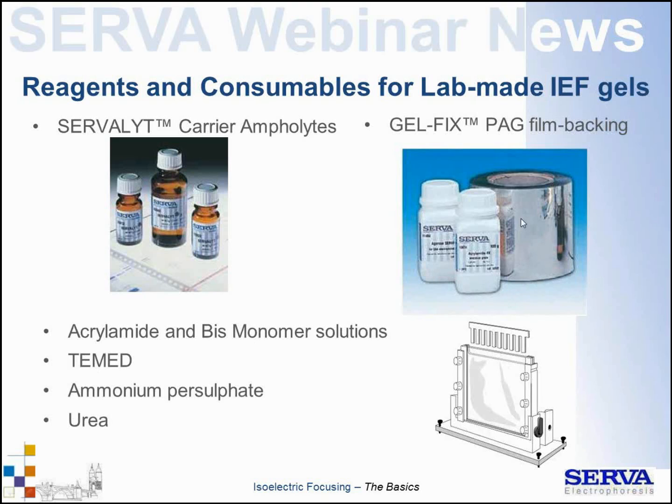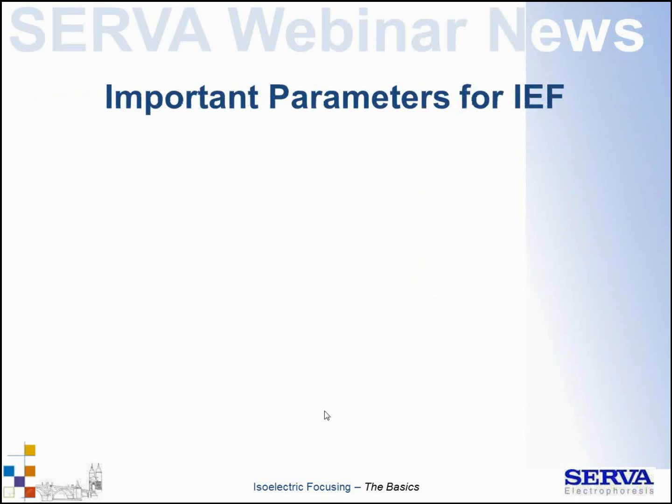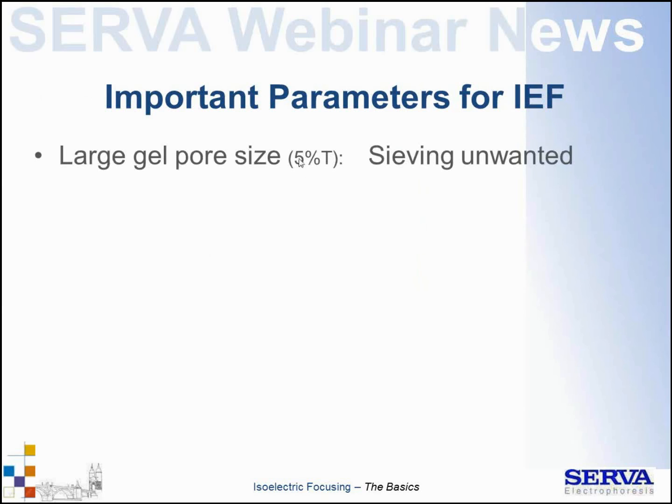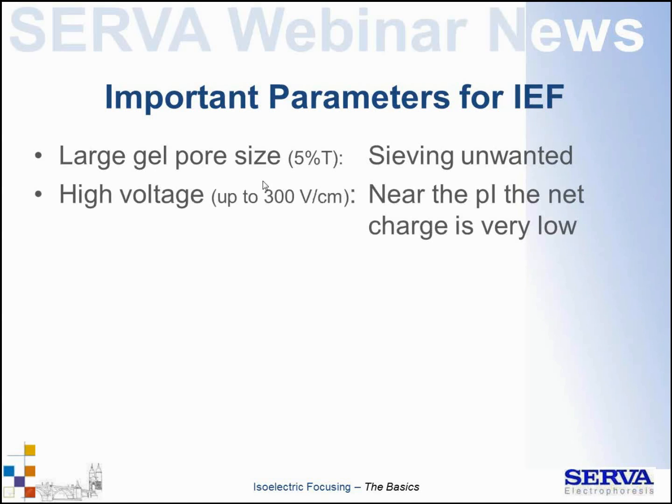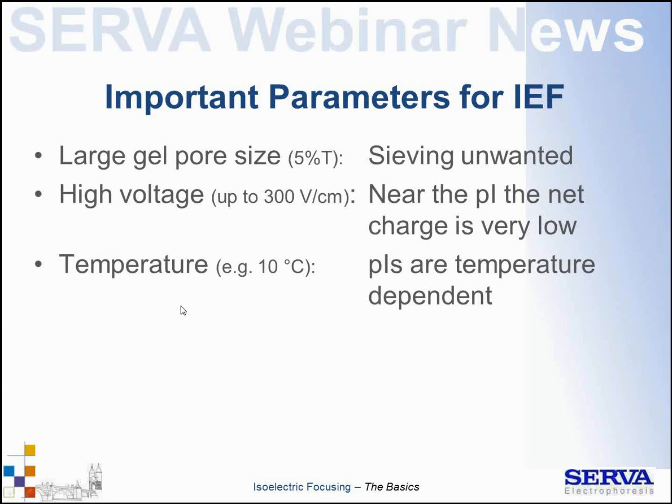You also can get the film support material where you can bind covalently the polyacrylamide gel to it. You can also have equipment. You can also make vertical gels if you prefer, if you want. Before we talk about benefits and disadvantages of horizontal versus vertical gels, just want to mention the important parameters for isoelectric focusing. So I haven't mentioned that already. Sieving is not wanted, so you need large pore sizes usually. You need high voltage because the charge of the molecules close to the pI is very low. I have mentioned that already.